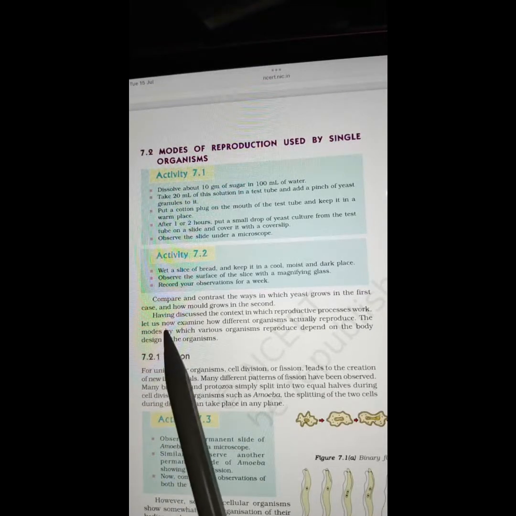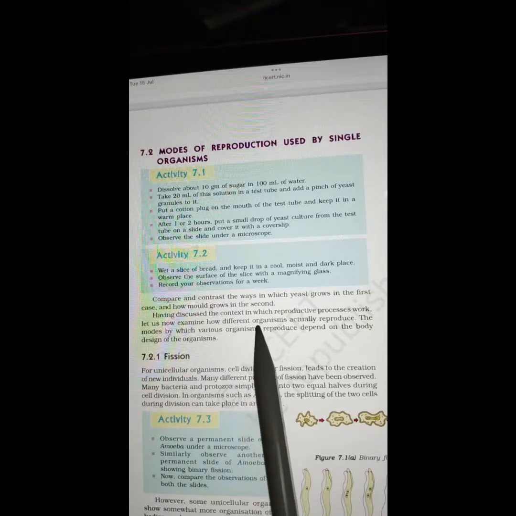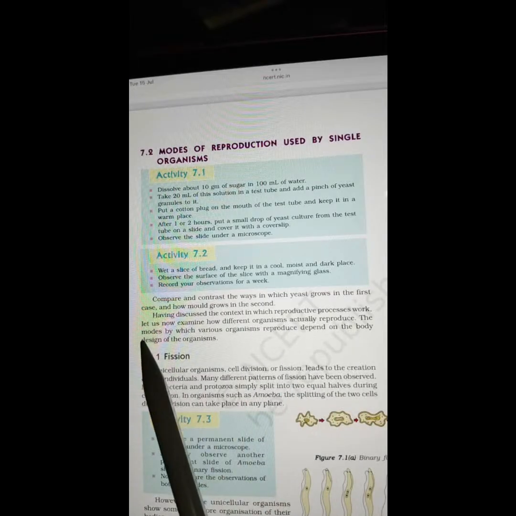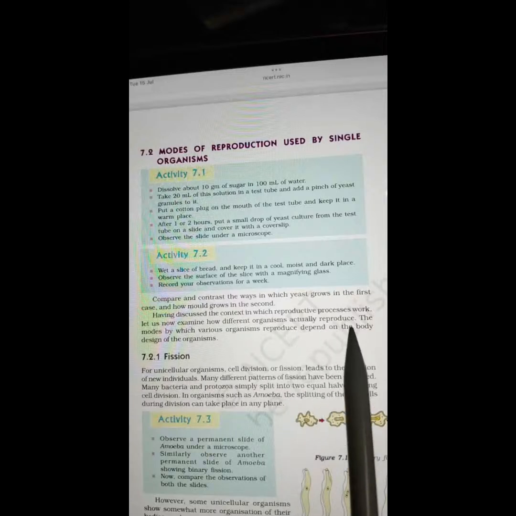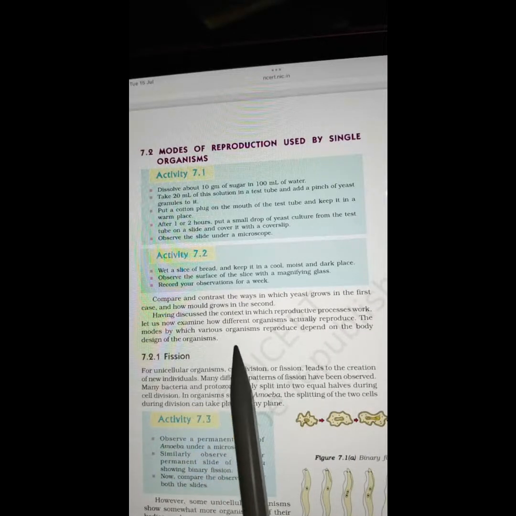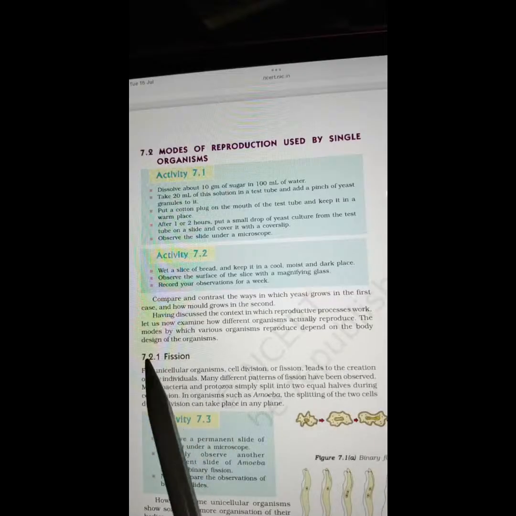Having discussed the context in which reproductive processes work, let us now examine how different organisms actually reproduce. The modes by which various organisms reproduce depend on the body design of the organisms.